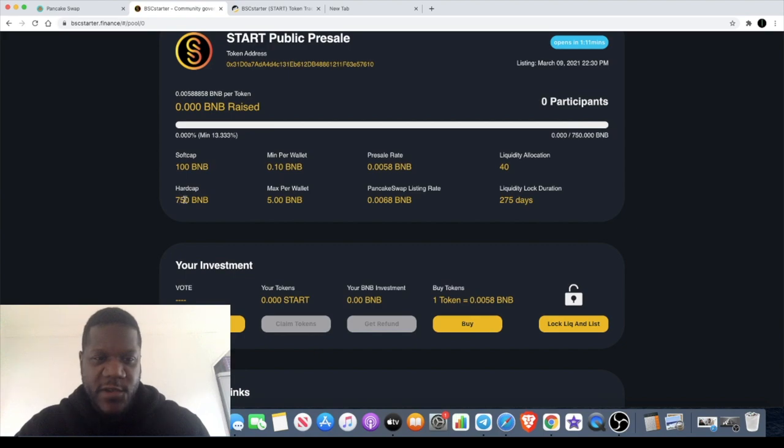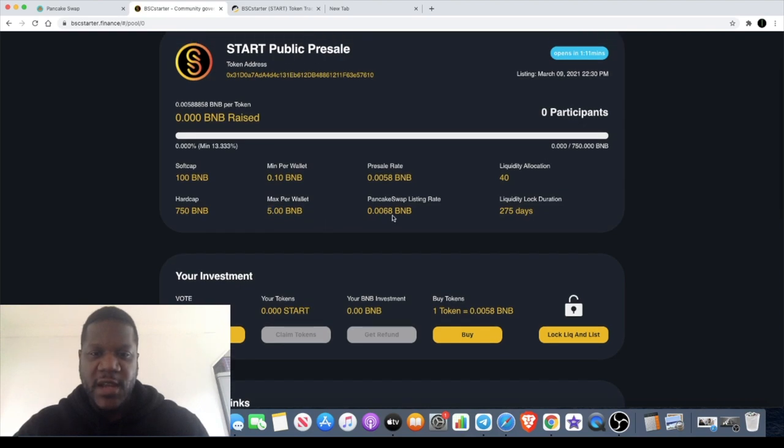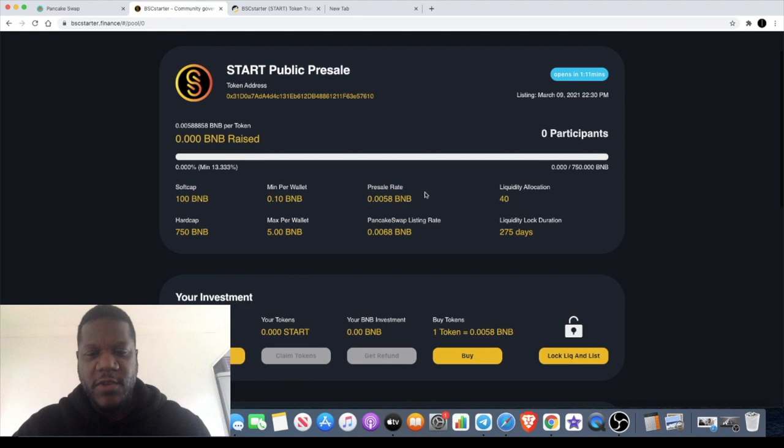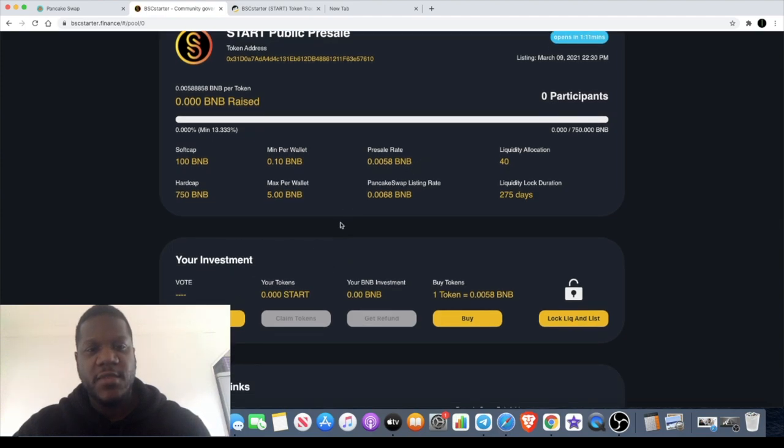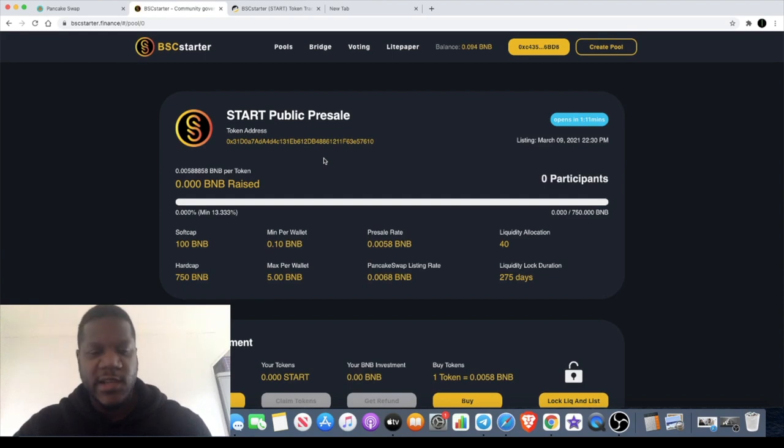So the hard cap is only 750 BNB, which will probably fill, all right? The maximum allocation, like we said, is 5 BNB, okay? And they're going to list on PancakeSwap at approximately 0.0068 BNB, however much that is, okay? The pre-sale rate, they're getting a 0.0058. Which actually, if I remember correctly, the rate that they're doing is $1.50 for these whitelisted, the public pre-sale, and it's gonna list at about $1.75.